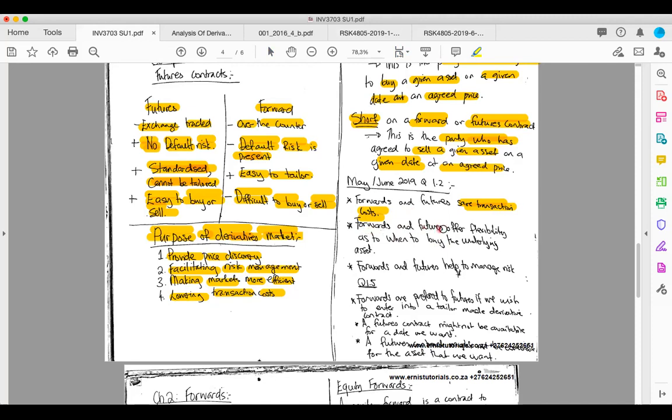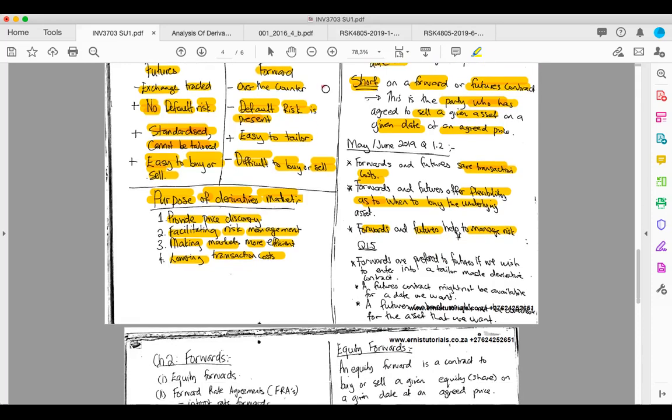Another advantage is that forwards and futures offer flexibility as to when to buy the asset. If you want to buy an asset 3 months from now, a forward or futures contract offers you flexibility. And forwards and futures contracts also help to manage risk. If you want to buy an asset in the future and you're afraid that the price is going to go up, that risk can be managed and eliminated using forwards or futures, because the price at which you can buy or sell it in the future is guaranteed.